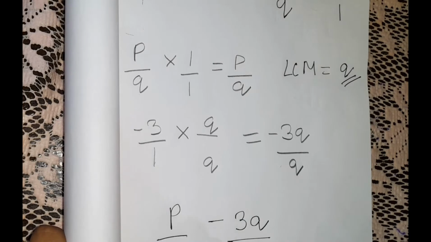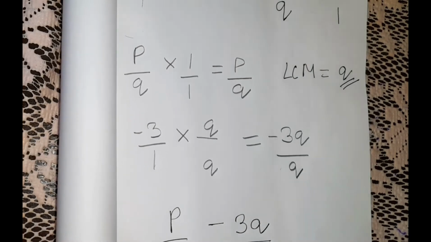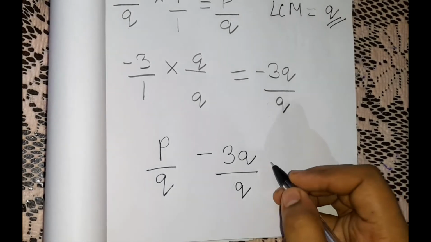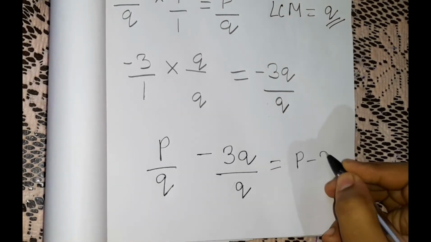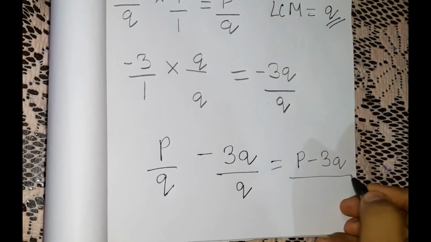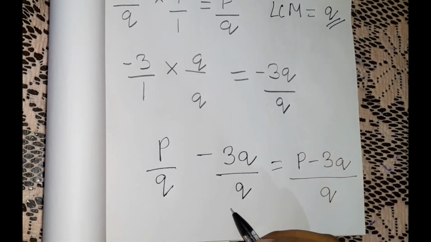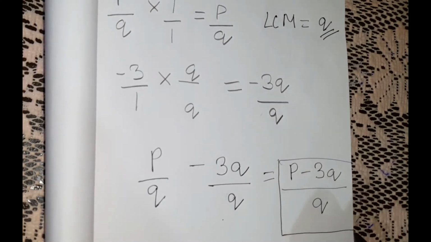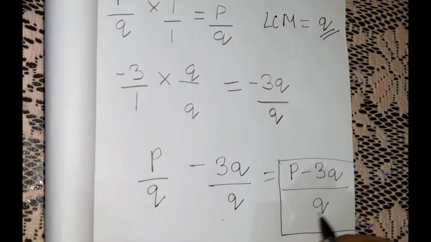So here the denominator is q, so we shall write p minus 3q divided by q. So both are q, right? So instead of writing 2q, we can write q as common. Okay, q is common. So I wrote p minus 3q divided by q. So finally we got this one, that is p minus 3q divided by q.